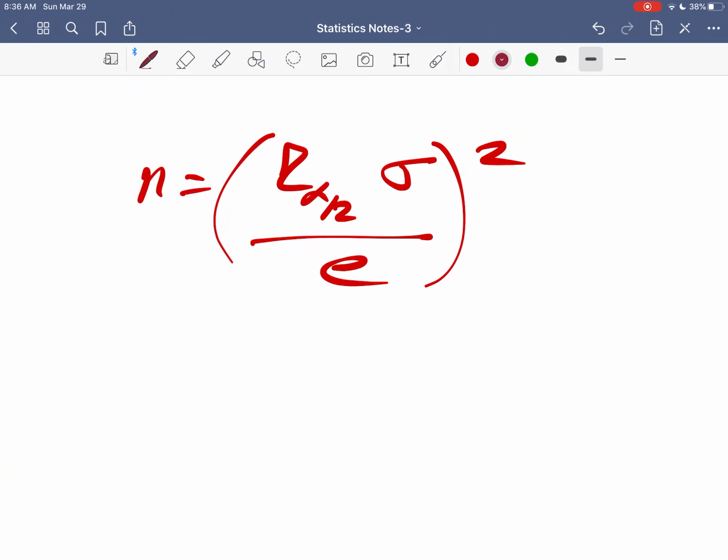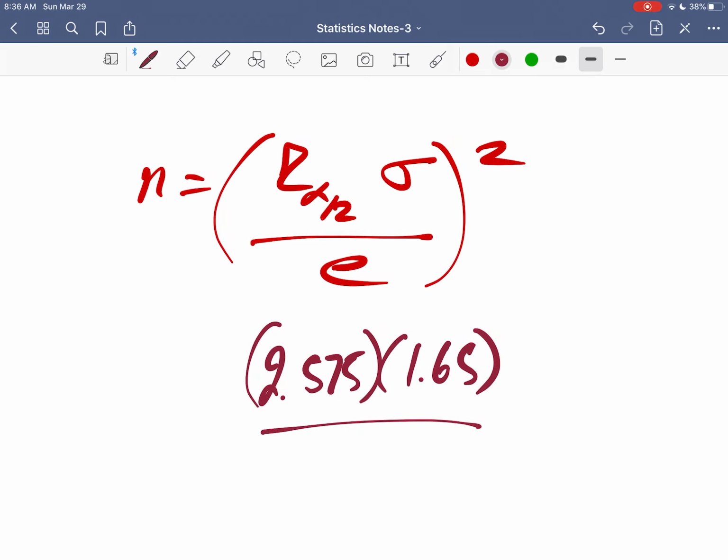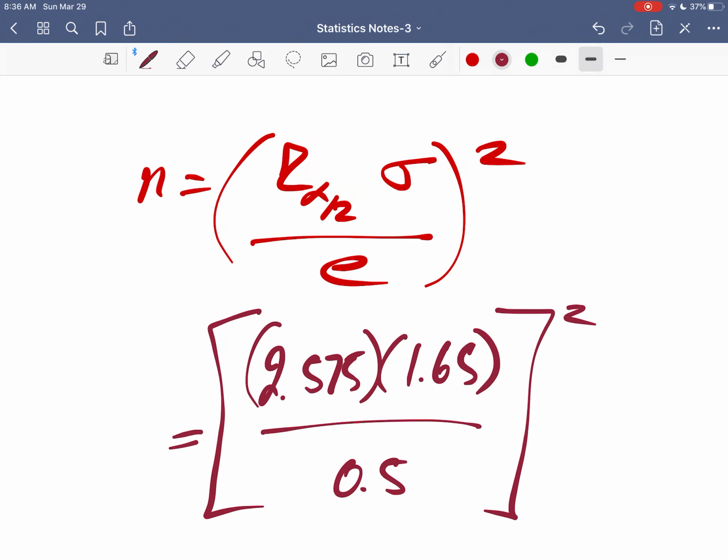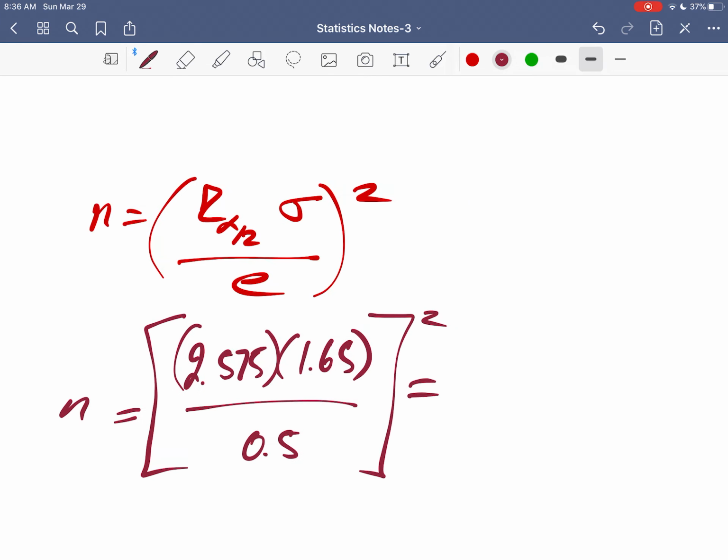So we're using the 99% confidence level. So we're going to use the same z-score, 2.575, multiplied by the standard deviation of the population, 1.65, divided by the margin of error that we need. So this is within half of a pound, and just square and you get... and always check my math. My numbers say I should have 72.2075.